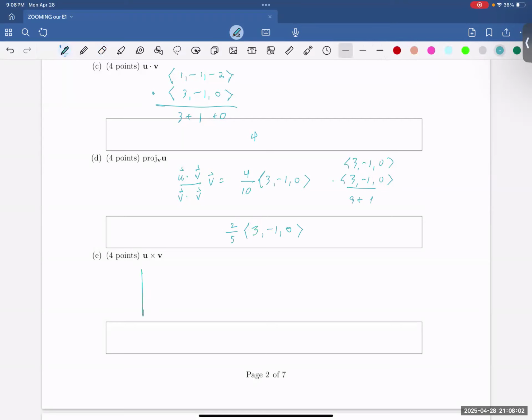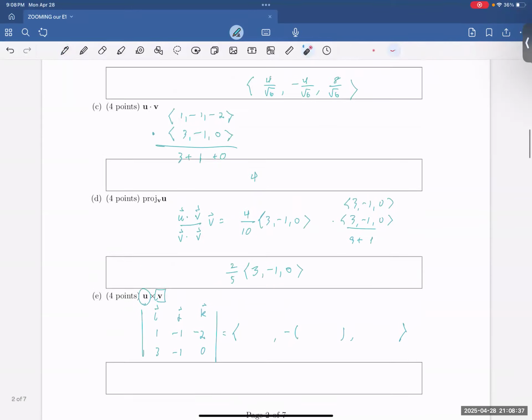U cross v, it's an i, j, k, a 3 by 3 determinant. U comes first in the cross, so vector u, 1, -1, 2 is in the second row. Third row is vector v, since it comes last, and that's 3, -1, 0. So we end up with a vector. The middle component is always negative to begin with, and then we calculate.